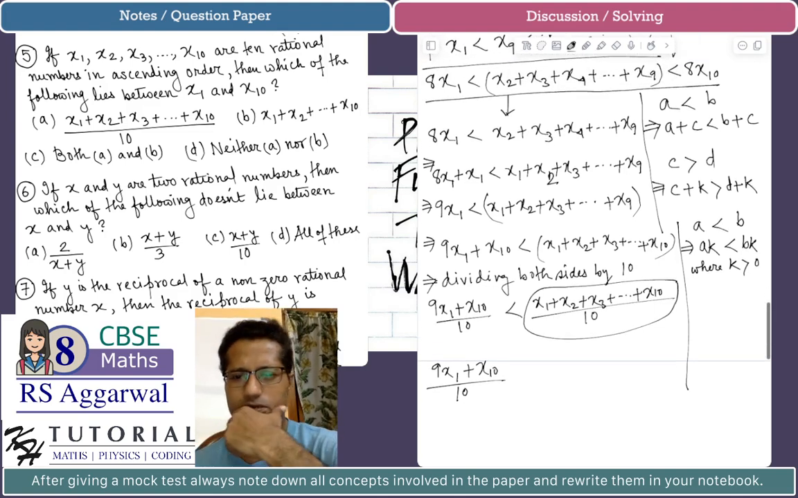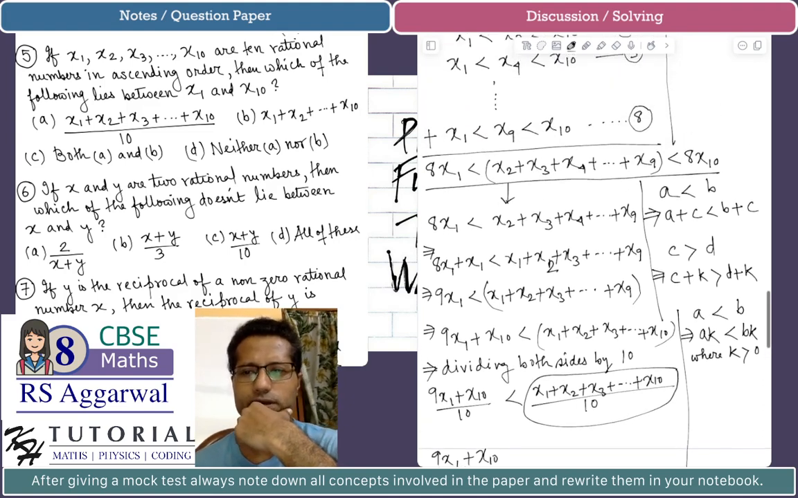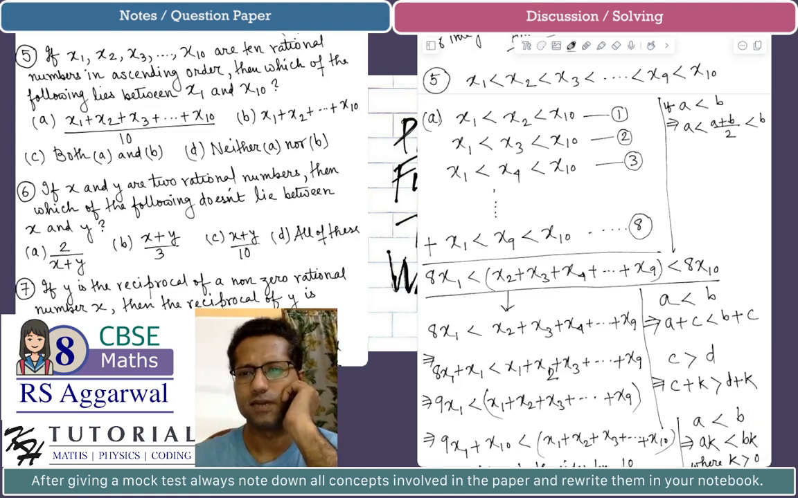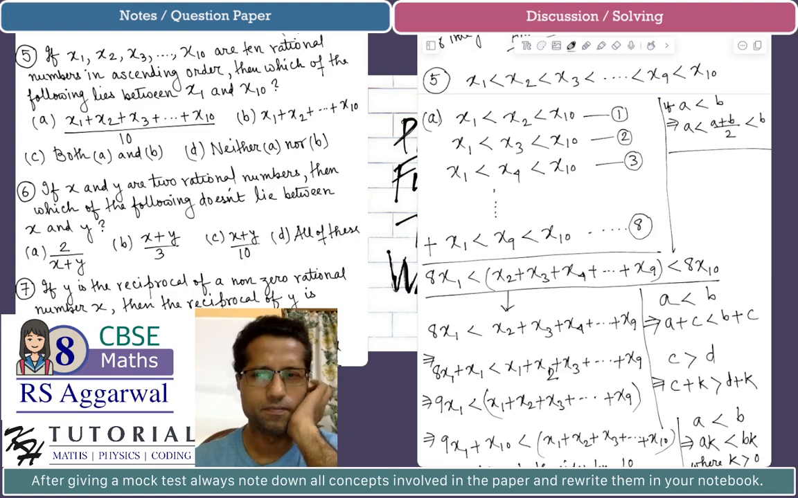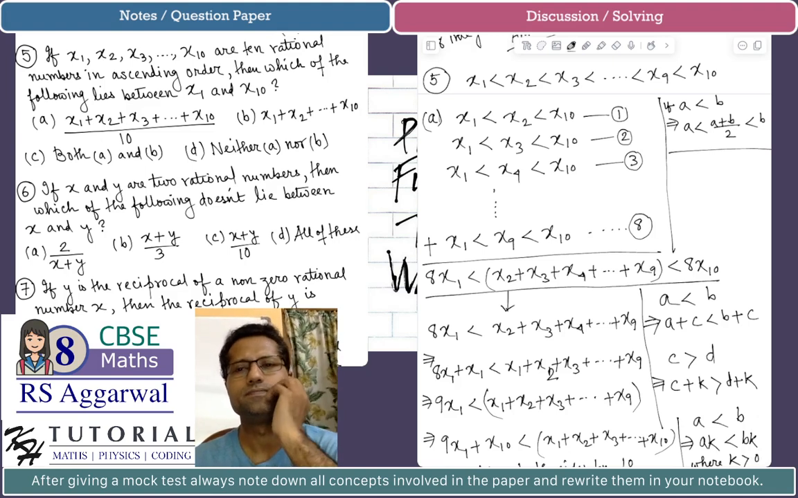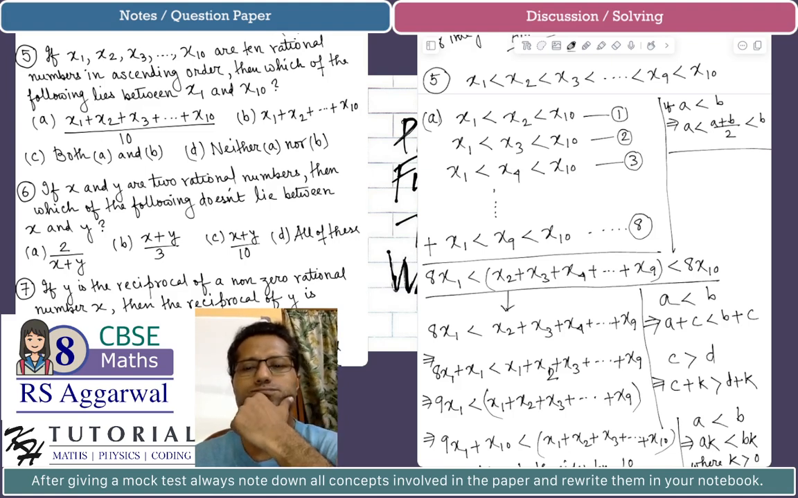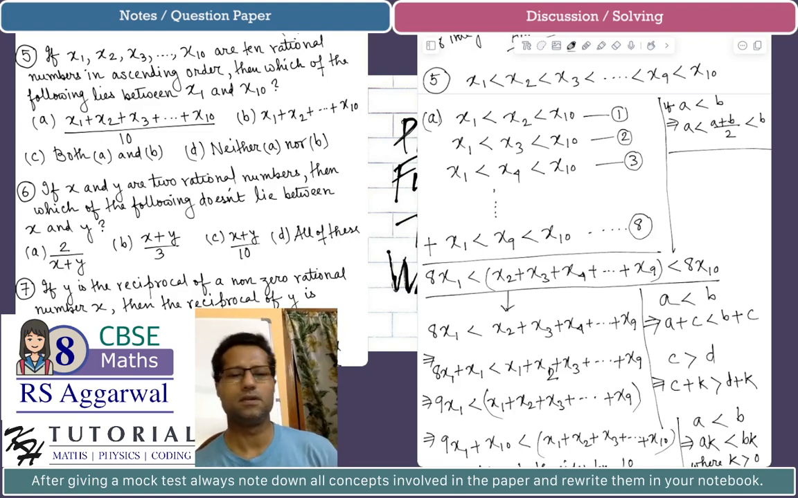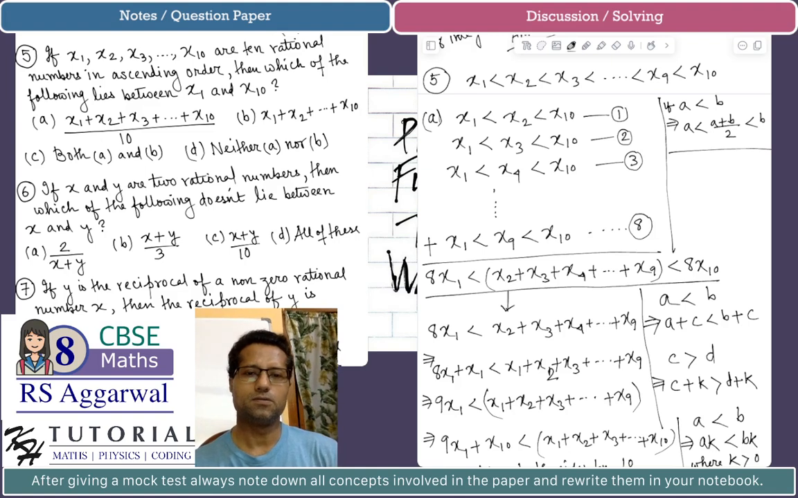Is there any other way we can solve it? This is getting a bit complicated. I think this concept on the right hand side, (a plus b) by 2 lies between a and b, we should use this somehow. How can we use this? x1 is less than x2, so which of the numbers? Between x1 and x10.